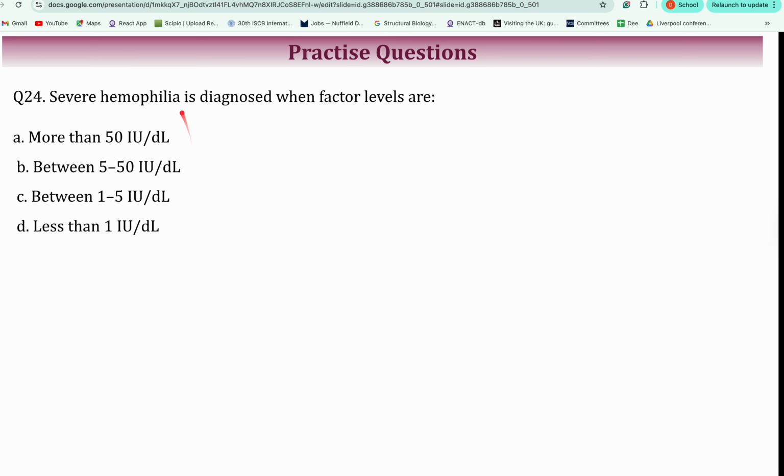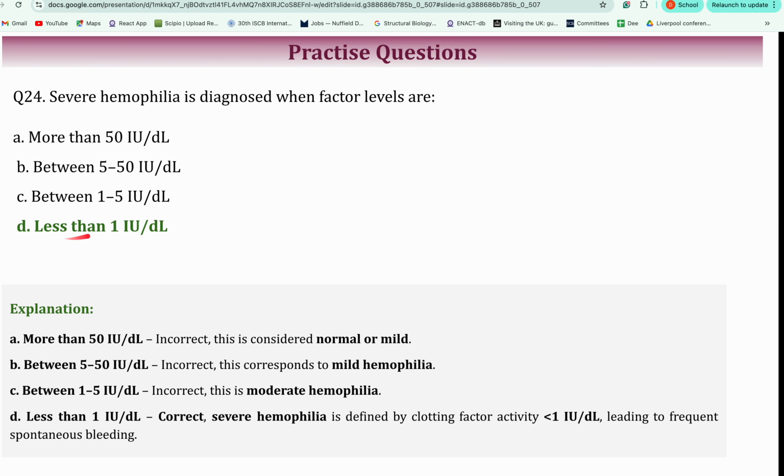I'll give you a little hint that they are saying severe hemophilia. And when they say factor levels, they are talking about how much amount of the factors are present in the blood or in the cells. So you need to tell that for factor 8, factor 9, factor 11, which lead to the different types of hemophilia, out of them, in severe hemophilia, what is the amount of those factors in the blood? Okay, now let's see. So the right answer is option D, which is less than 1 international unit per dL.